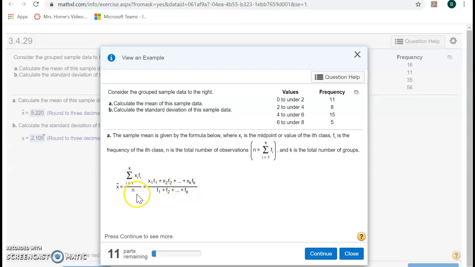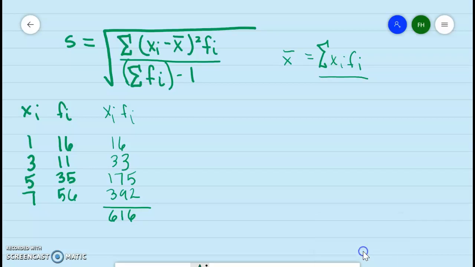So the sum of those, and then if you look at your formula, divided by n, which is the total amount of data points you have. So add up your frequencies to get n. I believe I've added that up to get 118. So if I plug that into my formula, I would do 616 divided by 118, and I got 5.220.